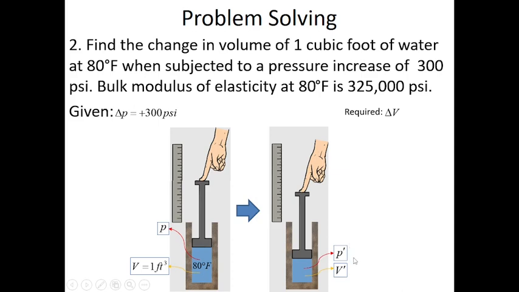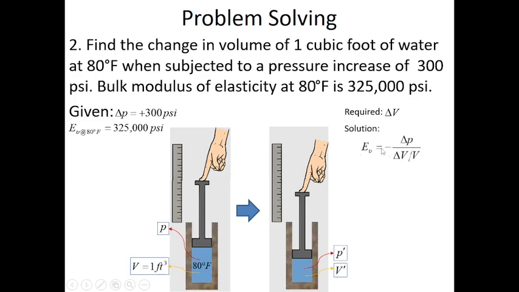So, wherein, since positive ang change in pressure, ina-expect natin na ang sagot sa change in volume ay negative. Baliktaran ng sign yan. No? So, pag kinompress mo, lalaki yung pressure, pero liliit ang volume at 80 degrees Fahrenheit. Basta na-maintain yung temperature na 80 degrees Fahrenheit. So, the bulk modulus of elasticity at 80 degrees Fahrenheit is equals to 325,000 psi. So, yun ang given.